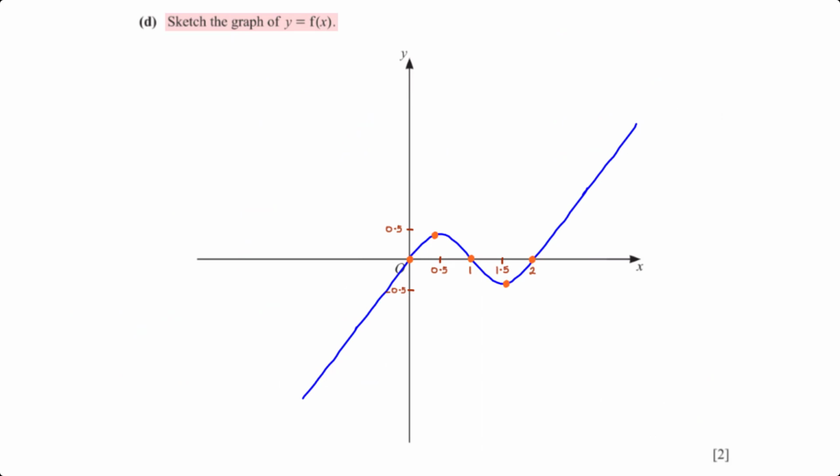Sketch the graph of y equals f of x. In part 9a, we found the points where the graph crosses the x-axis as (0, 0), (1, 0), and (2, 0). In part 9c, we found the turning points of the graph as (1.6, negative 0.4) and (0.4, 0.4). After plotting these points, we draw a smooth line through the points to complete the sketch of the graph.